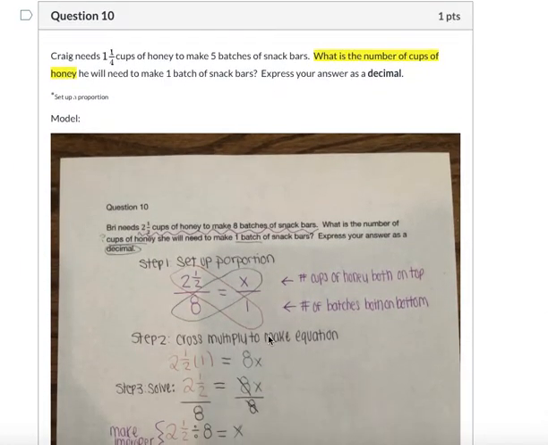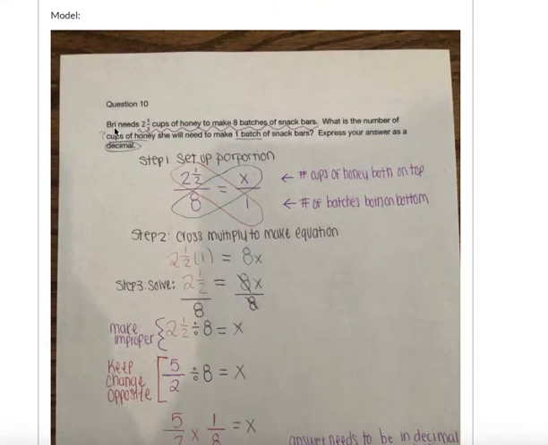Question 10. Craig needs 1 1/4 cup of honey to make 5 batches of snack bars. What is the number of cups of honey he will need to make 1 batch of snack bars? Express your answer as a decimal. This is highlighted because this is what we are solving for. We want to set up a proportion for this. So here's a sample problem, our model problem.